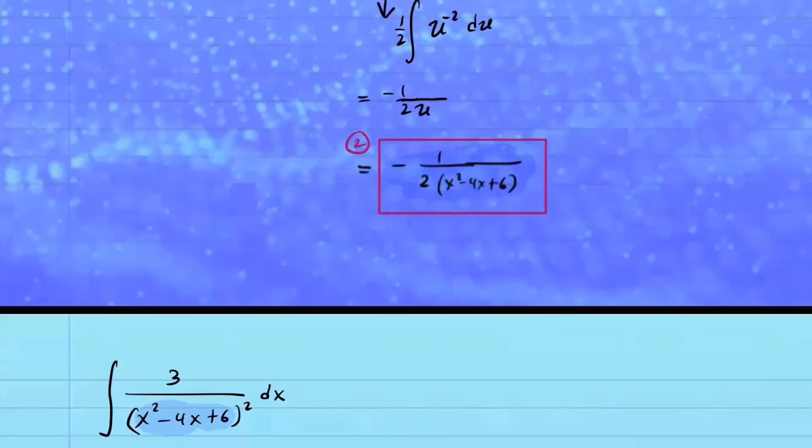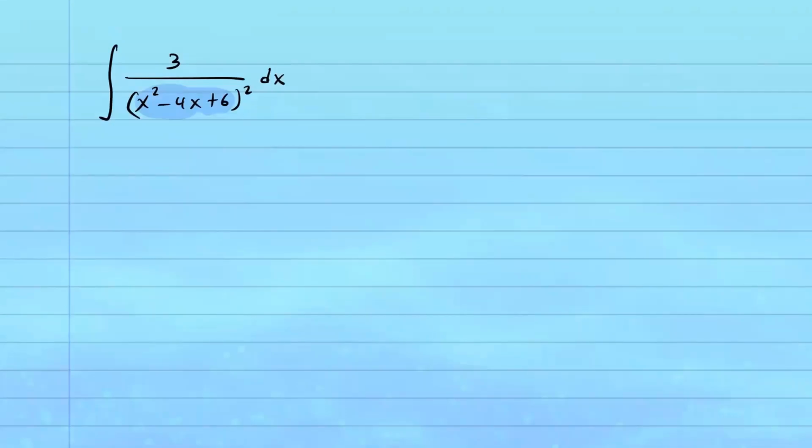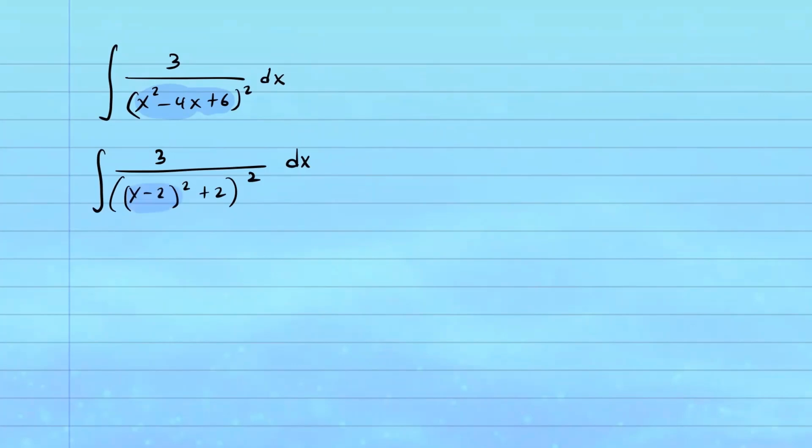So I'm going to go ahead and do that. So when you completed the square, the denominator became 3 over x minus 2 squared plus 2, all squared dx. Now that's a tangent substitution. So this is your x, you can think of it that way, and this is your square root of that, which would be a. So I'm going to go ahead and rewrite that as well.